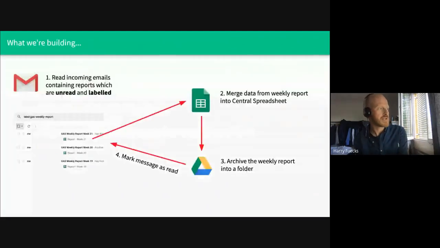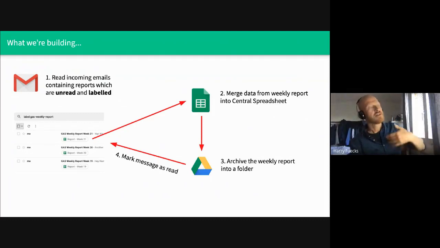So this is basically what we're building. You've got your emails coming in, and they've been labeled, so we're using a Gmail label. So we read those incoming emails. Let's say you've got someone who sends you a report every week. If they can be consistent, say, using the title of the report, then you can use a filter combined with a label and put all those emails in one place. We're then going to read through those emails.